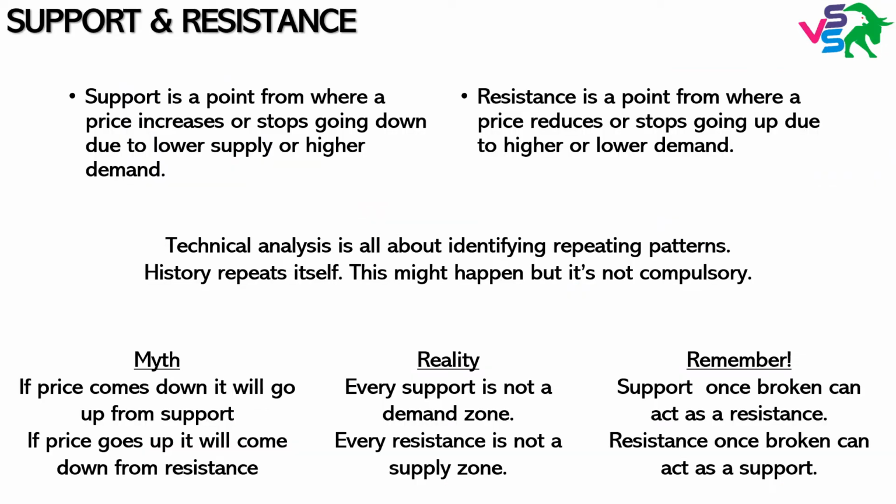Support and resistance. Support is a point from where a price increases or stops going down due to lower supply or higher demand. Resistance is a point from where a price reduces or stops going up due to higher supply or lower demand. Technical analysis is all about identifying repeating patterns. History repeats itself. This might happen but it's not compulsory.